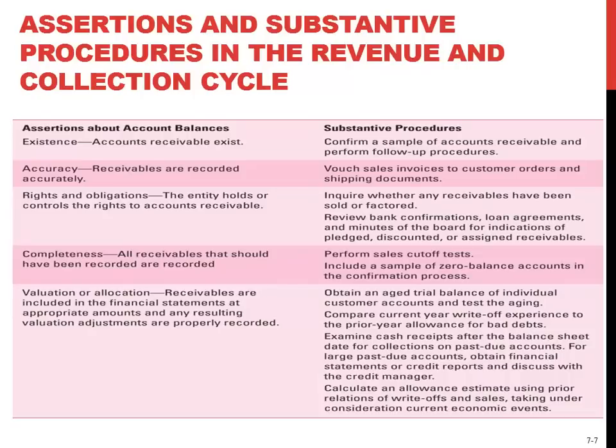Is it clear to everyone why testing controls and testing transactions will not give you evidence about accounts receivable? It'll only tell you that accounts receivable was valid when it was recorded, but it doesn't tell you anything about the existence of accounts receivable at 12/31.